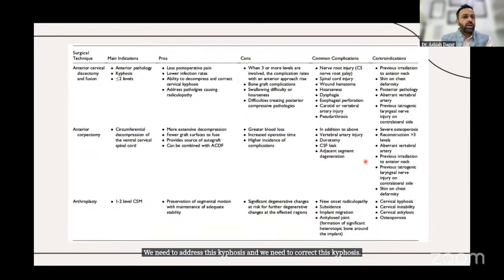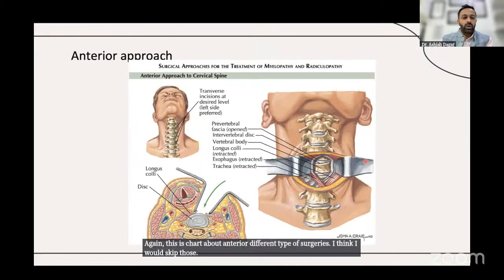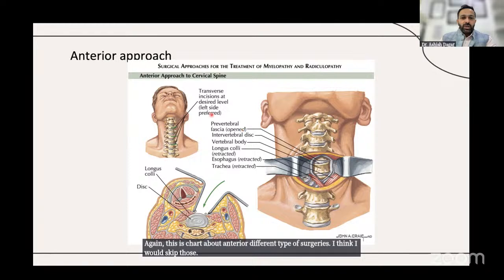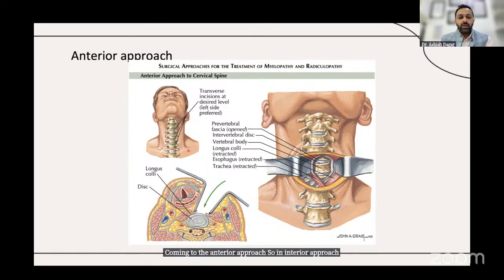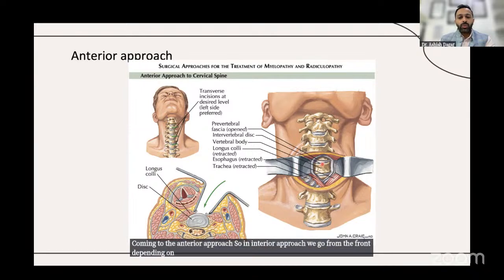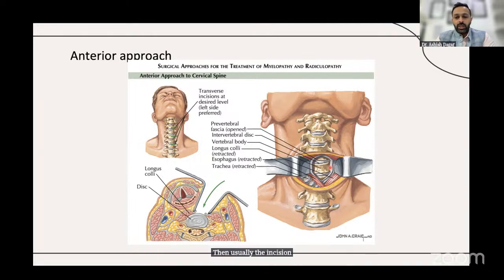Again, this is a chart about different types of anterior surgeries. I think I would skip those. Coming to the anterior approach. So in anterior approach, we go from the front. Depending on which level we are operating, we give an incision. Usually if up to 2 levels, the incision size is hardly 4 centimeter. If the levels involved are three or more than 3, then usually the incision length ranges from 7 to 10 centimeter and it becomes oblique.